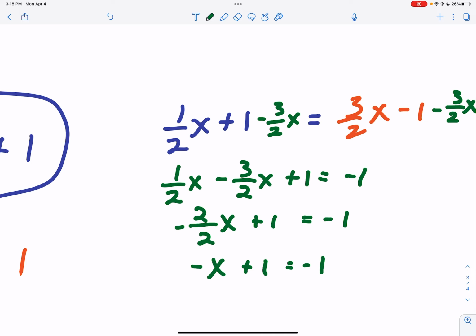And this one is a little bit hairier because I did come up with it on the spot and I wanted to talk about fractions. So now I still don't have x by itself. So I want to get rid of this positive 1 right here. So I'm going to subtract 1 from both sides and be left with negative x equals negative 2.